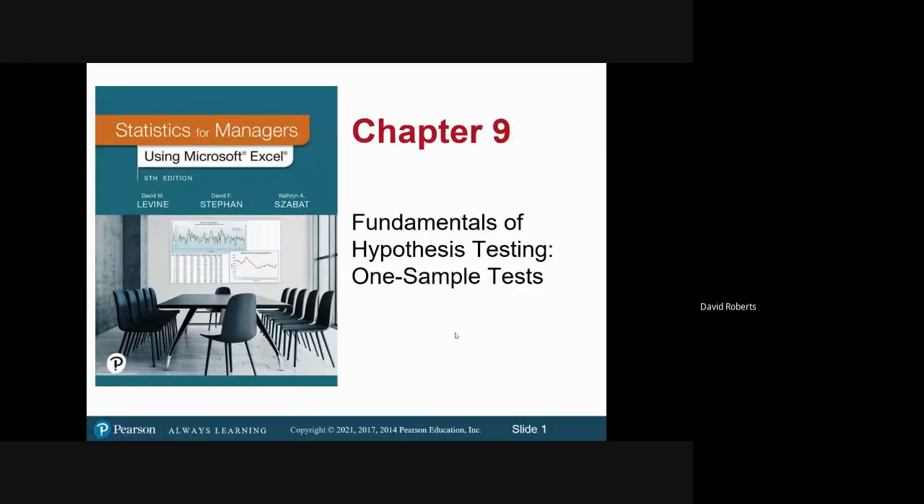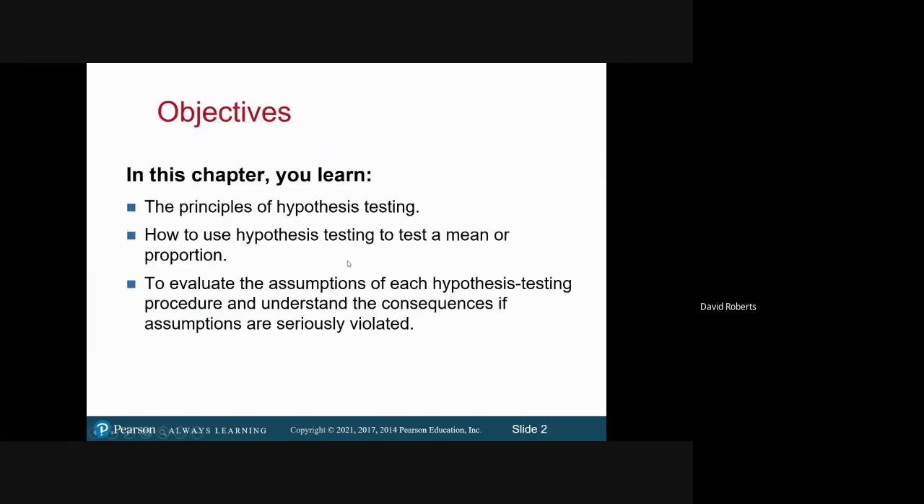Welcome to Chapter 9. Chapter 9 has to do with something called hypothesis testing. So it's building on the material that we've taken, especially in the last two chapters, and we're going to specifically focus on when we have one sample. We're going to make a statement, and then we're going to test whether it is true. So we're going to talk about the principles of hypothesis testing, how to use it for mean or proportion, and it does have some carryover from confidence intervals. And we're going to evaluate the assumptions of the hypothesis.